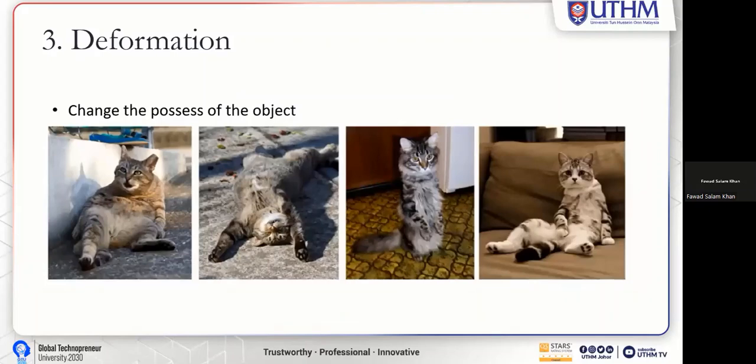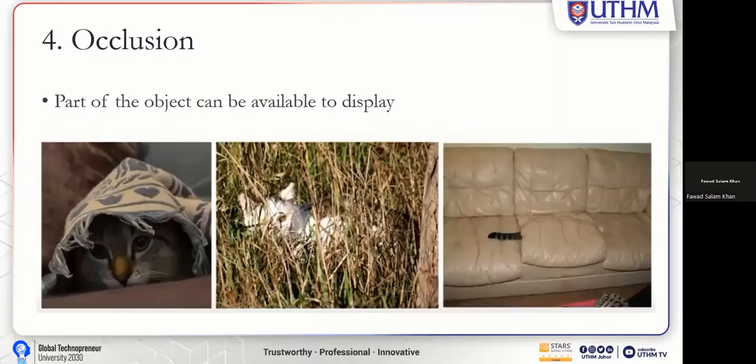So again, it is very difficult for a machine to classify every time whether it is a cat or something else. Another problem is occlusion. You can sometimes see that only a part of an object is available to display in a picture, as you see in picture 1, picture 2, and picture 3.